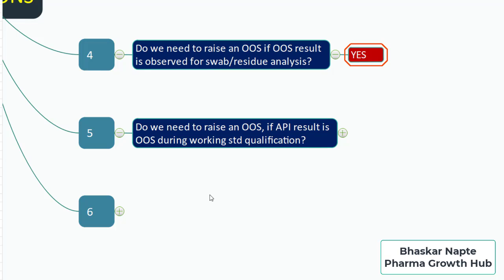Question number 5. Do we need to raise an OOS if the API result is out of spec during working standard qualification? Okay, now this is a very interesting question. So you are preparing the working standard for your API from your API lot, and during the analysis you found that, let us say, the assay of the API lot is not meeting the spec. So do you need to raise an OOS?